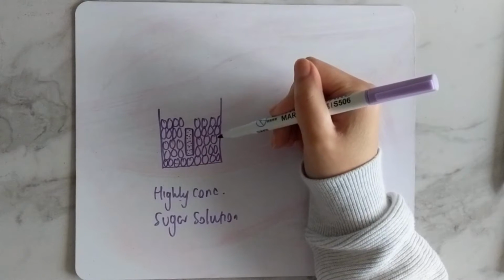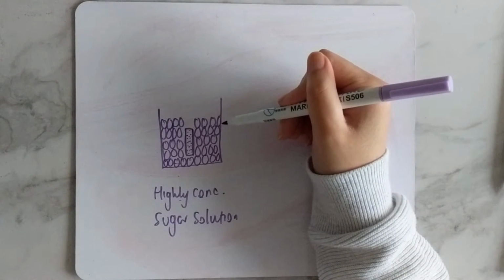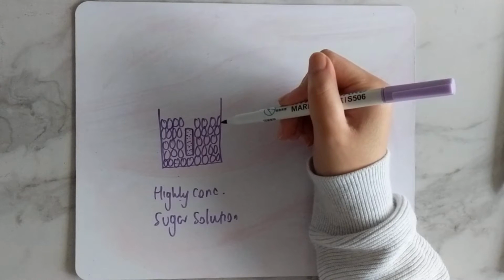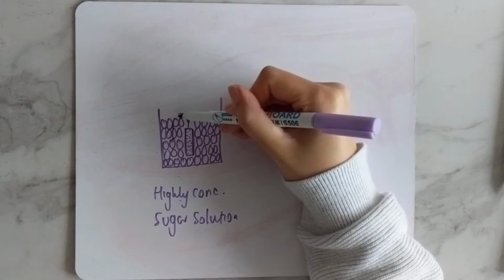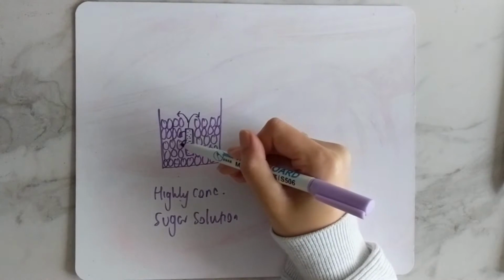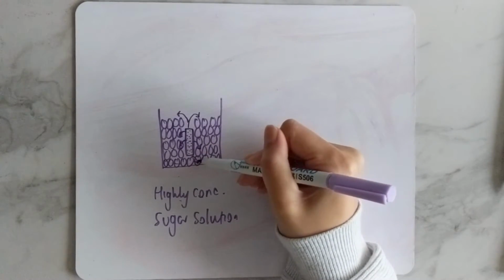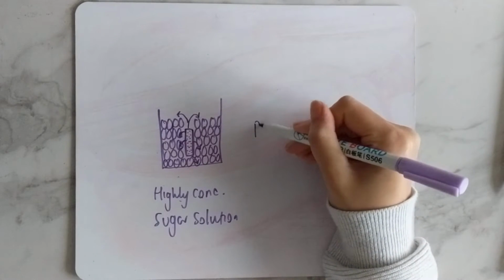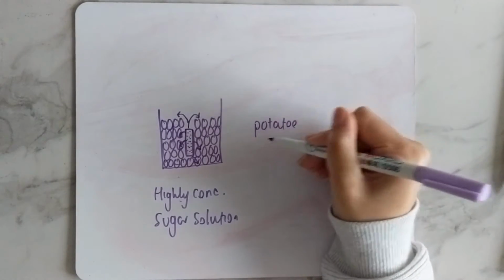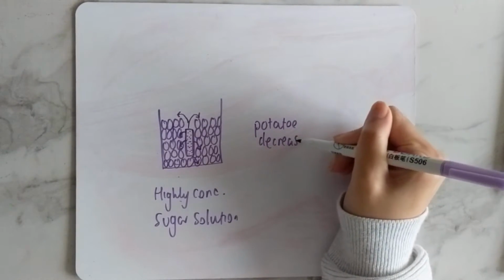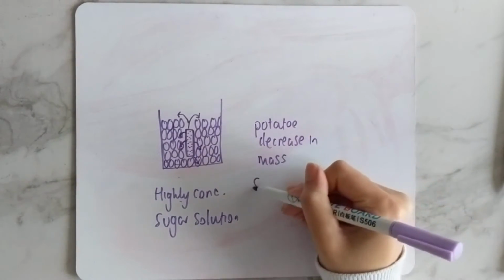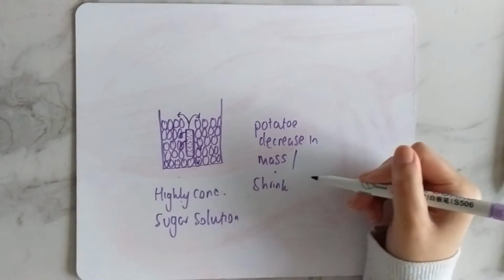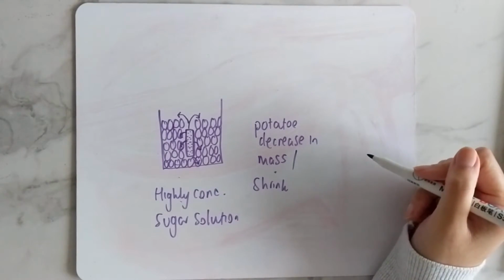Therefore, via the definition of osmosis, liquid particles move from a high concentration to a low concentration. Water is going to move out of the potato into the sugar solution where there's less water, and the potato will decrease in mass, or you could say shrink, shrivel, decrease in mass.